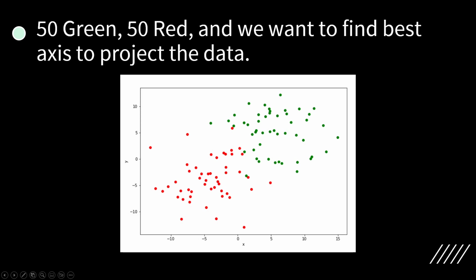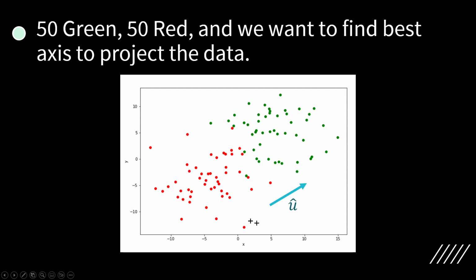Here is what we want to do. We want to find the best direction for classifying two-dimensional data points. Here we have 50 green points and 50 red points. We want to find the best axis to project the data. You can see by intuition that this direction given by the blue unit vector should be it.